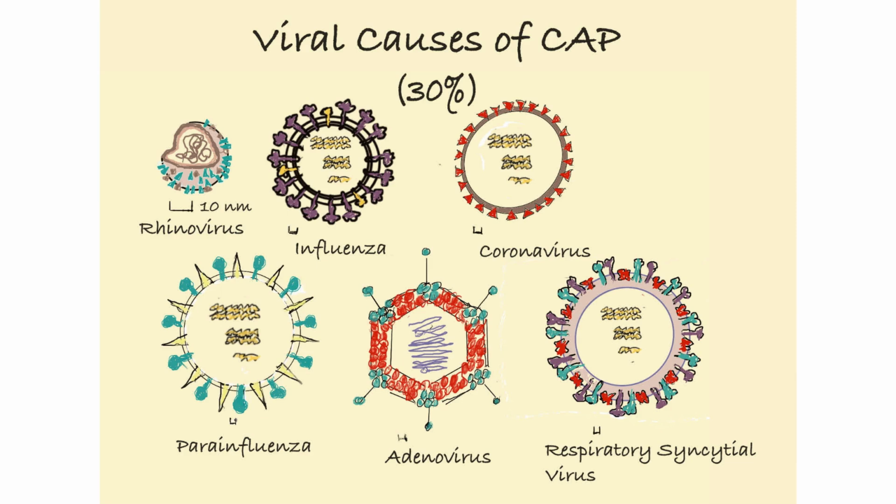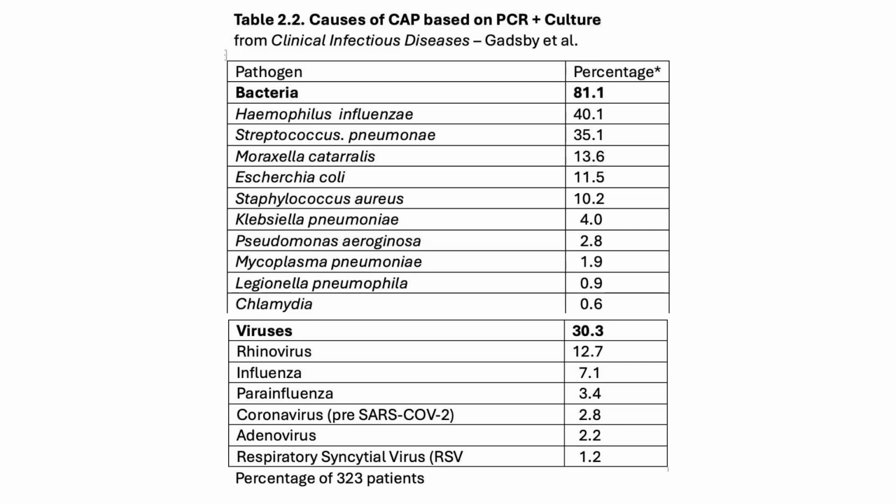This table is from a comprehensive clinical infectious disease study that determined the percentages of bacterial and viral pathogens in CAP. The sum of the percentages of bacterial and viral pathogens is over 100% because 10% of cases were caused by dual infections with bacteria and viruses.